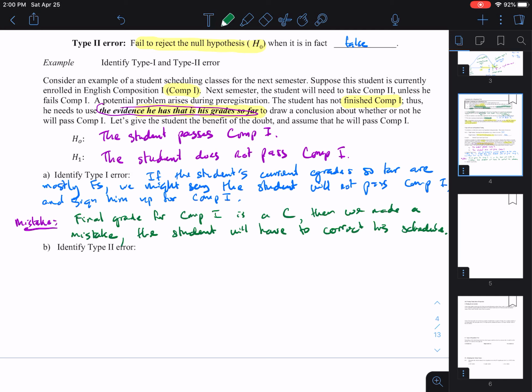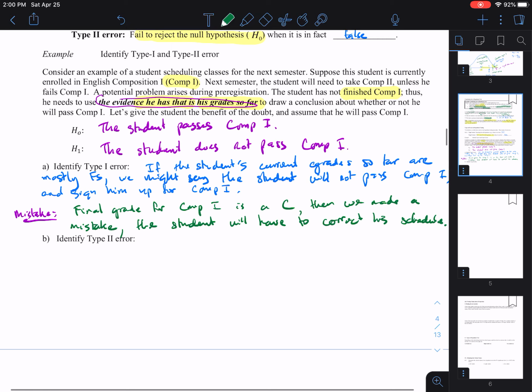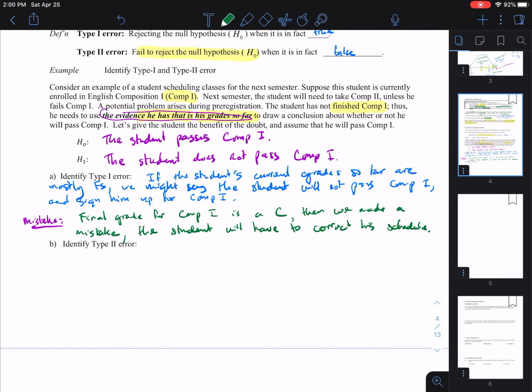Type 2 mistakes are very similar to that as well. I'm not going to write this out here, but suppose we look at the student's current grades and they're all looking good, all C, all passing so far. So we say, let's go ahead and sign the student up for Composition 2. Later on we find out that he did not pass Comp 1. His final grade comes around, he got an F in Composition 1, and we're going to have to correct his schedule and make him repeat Comp 1.